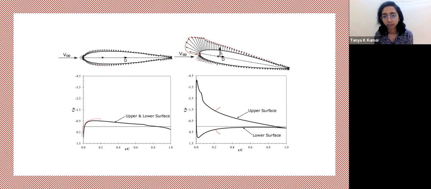Right? So the pressure below is positive and the pressure above is negative. This is negative, this is positive. And you can see the change in the graph here. The upper surface has higher negative values, and the lower surface has lower positive values.